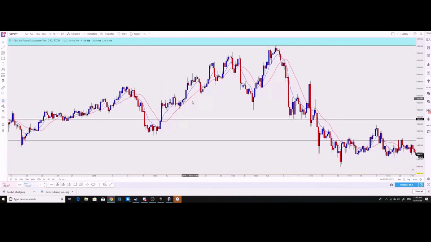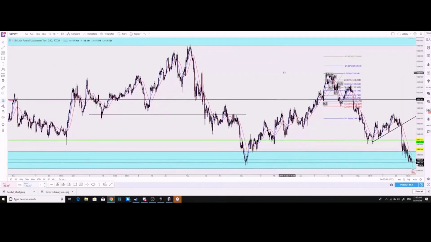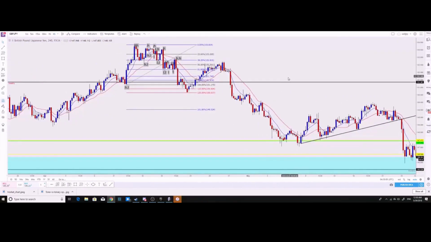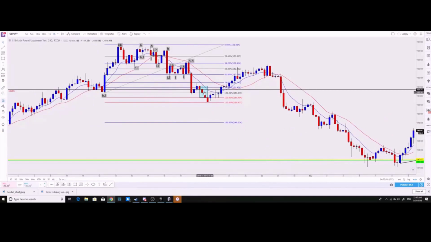Now let's verify that on the 4-hour time frame, because that fib is placed on the 4-hour time frame. It's only valid for the 4-hour. As you can see right here, boom, boom. That's what a broken area of support looks like. So yes, the market did break structure, came all the way down to 120%.